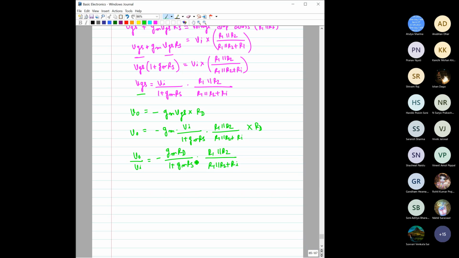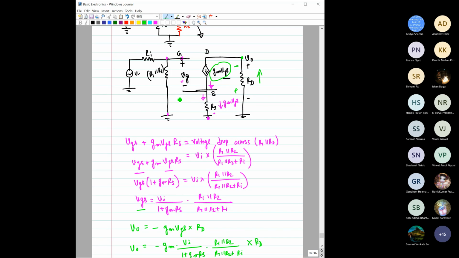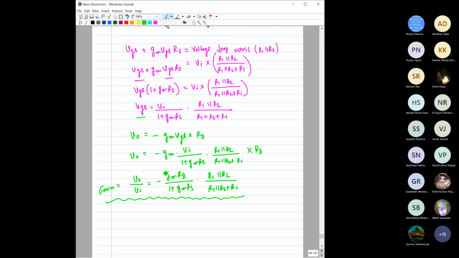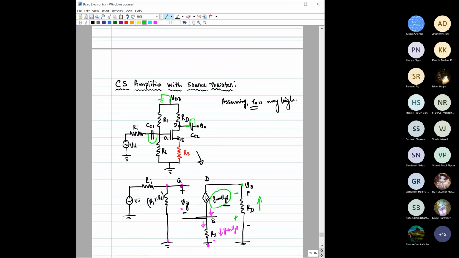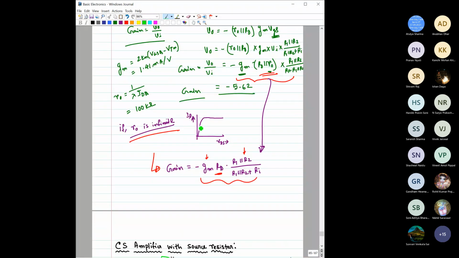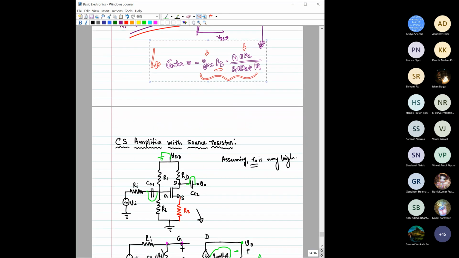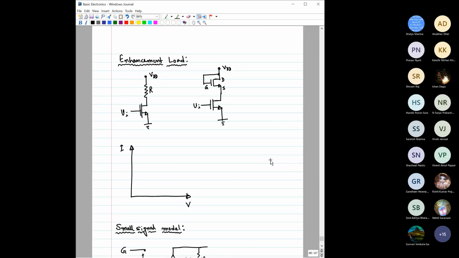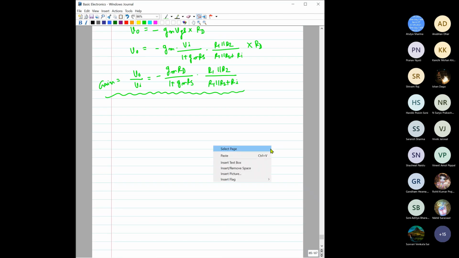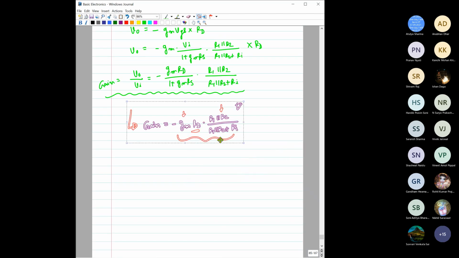Okay. Now you compare this gain. So this is the small signal gain when RS, the source resistance, is present, right? Now you compare this gain with the gain that we found here. So this was the gain without RS. Let me copy it here so that we can compare side by side.